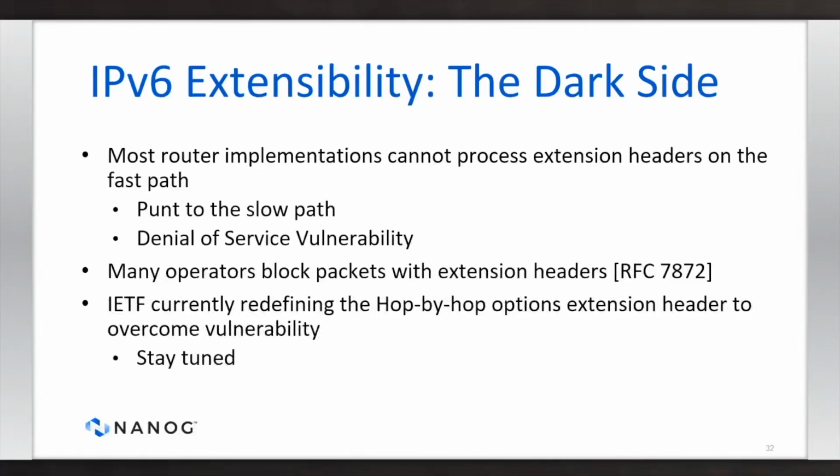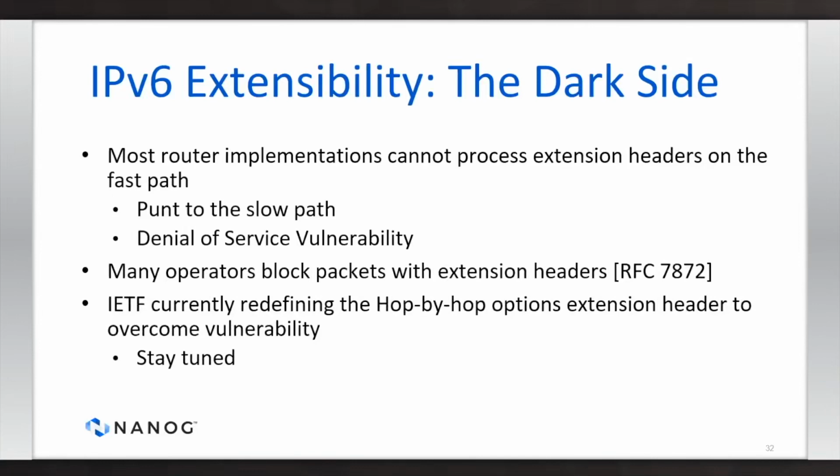This becomes a denial of service vulnerability. It's a DOS attack against the slow path. Many operators block packets with extension headers for this reason. You'll see a study of that in RFC 7872. The IETF is currently redefining the hop-by-hop options extension header to overcome this vulnerability.